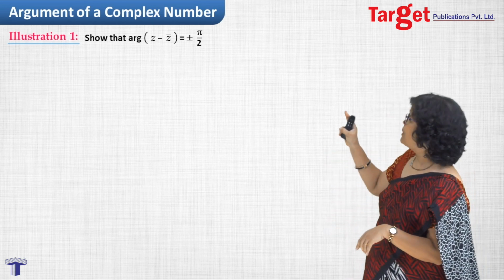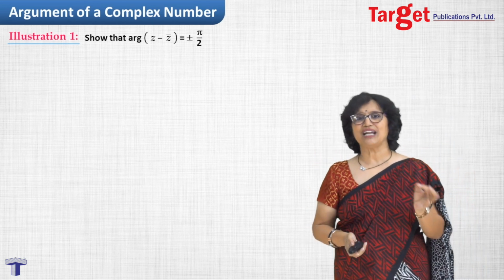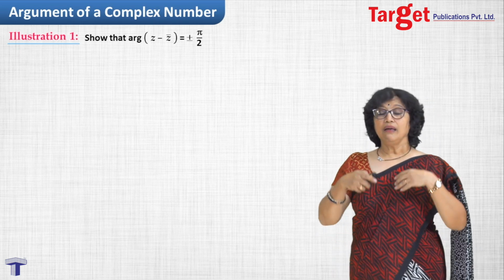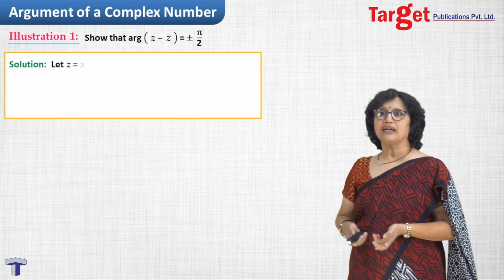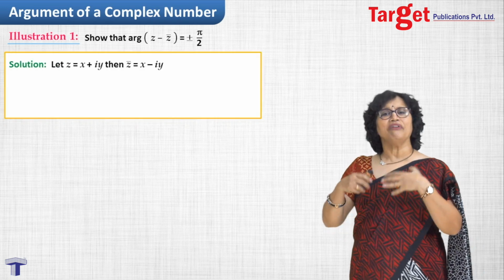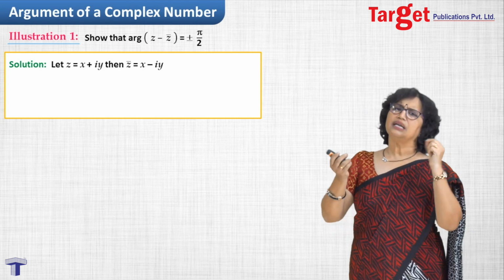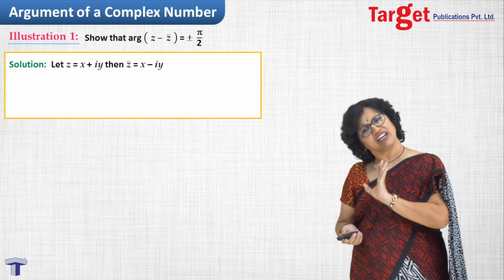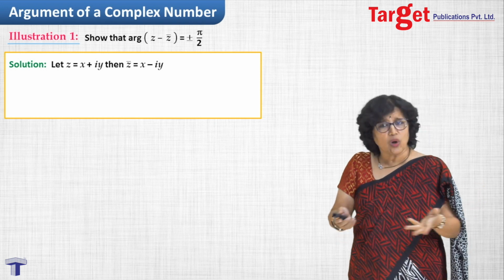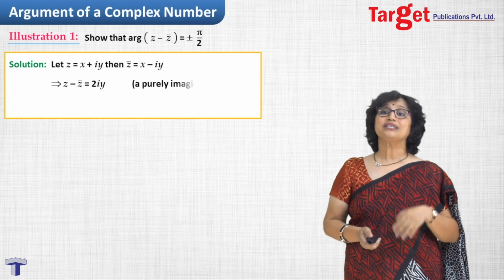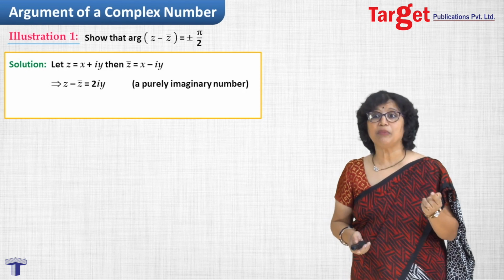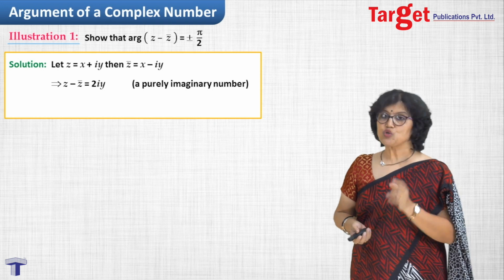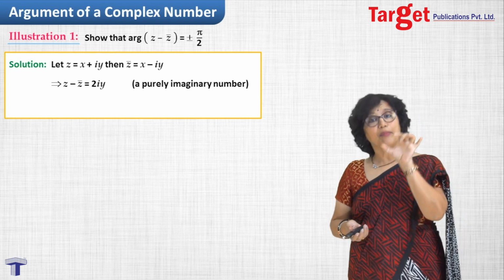Now my first example is that we have to show argument of z minus z bar is nothing but plus minus pi by 2. When you see a question like z minus z bar, from where to start? First thing that comes to mind is z equal to x plus iy. I will write z bar as x minus iy. Nothing wrong about it. You go for z minus z bar, and this is nothing but 2iy, right? And y is a real number. So 2iy is a purely imaginary number.